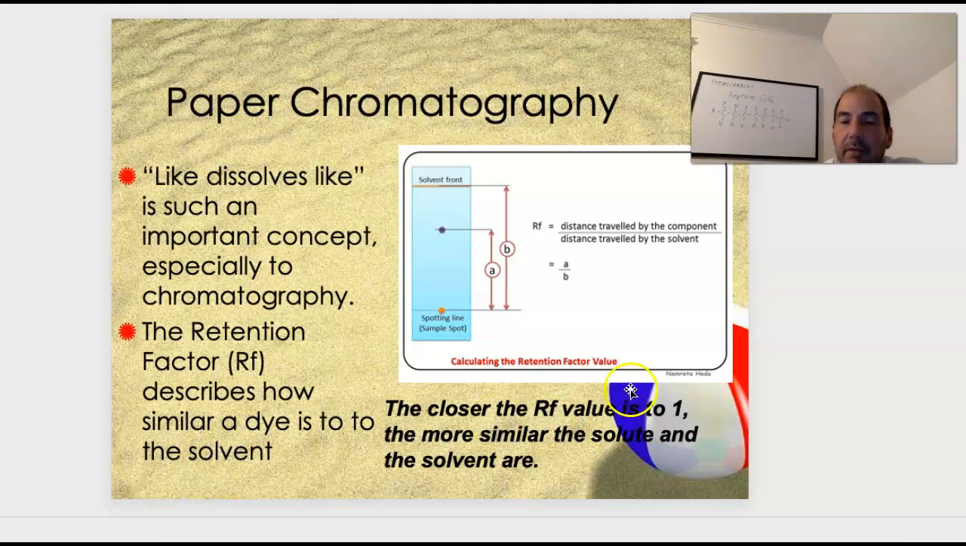And here's the idea of that retention factor. It's called an RF value. We're talking about the distance traveled by one of the dyes or one component compared to the distance traveled by the solvent. So it's just a ratio of how far this moves compared to how far the solvent moved. And obviously, the closer that ratio gets to 1, the more similar the intermolecular forces must be between the solvent and whatever dye we're talking about.